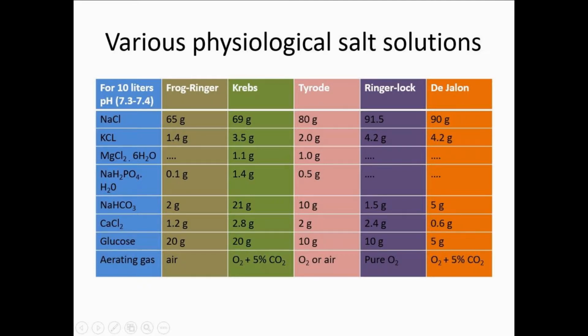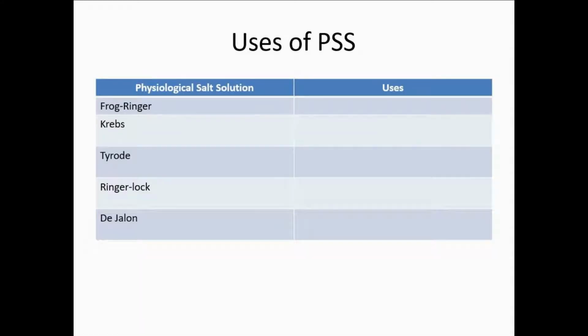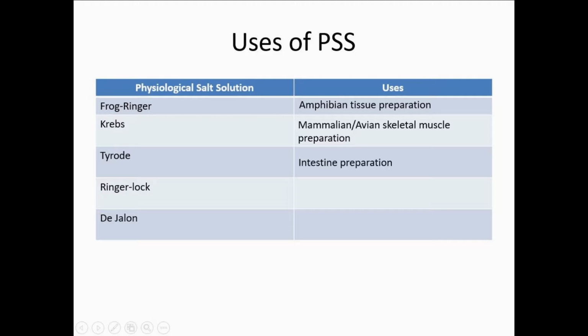There are variations in the composition of sodium chloride, potassium chloride, magnesium chloride, sodium phosphate, calcium chloride and glucose. Frog Ringer solution is used in amphibian tissue preparation, whereas Krebs solution is used in mammalian or avian skeletal muscle preparation. Tyrode solution is suitable for intestine preparation. When you want to experiment on heart muscle, you have to use Ringer-Locke solution. Finally, in case of rat uterus preparation, De Jalon solution is used.